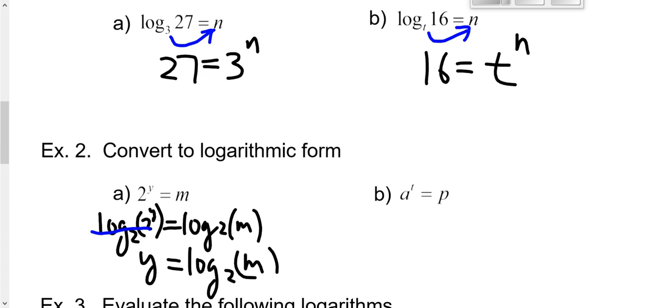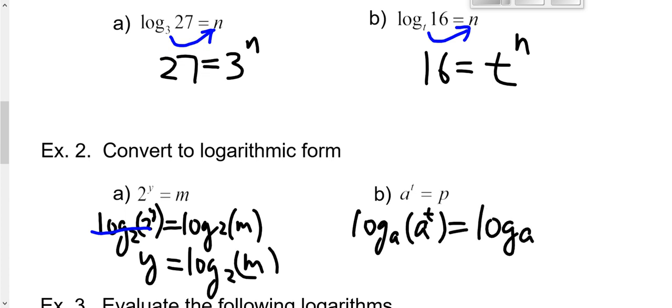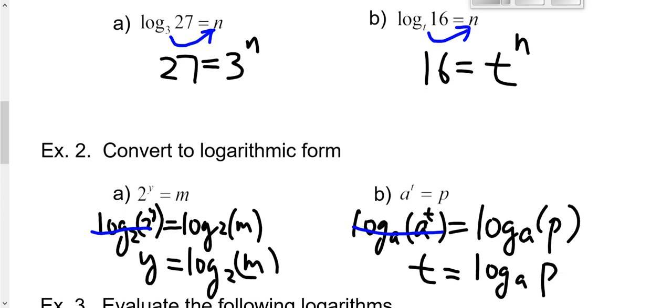Alright, then this is the base for the exponent, so let's take the logarithm on both sides with base a. So log base a of a to the power of t, same thing, take the log on the other side, same log base a of p. Same base, a for the log, a for the exponent, so that cancels out. What do we end up with? t equals log base a of p. Isn't this what we had before?